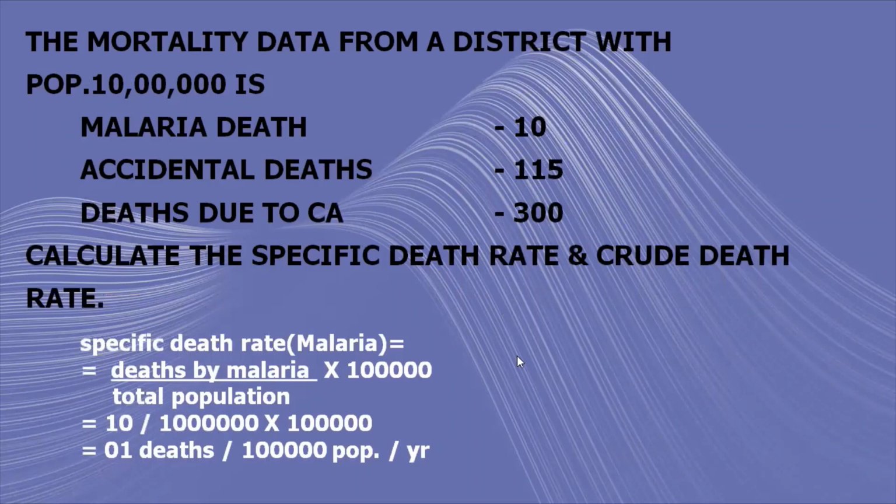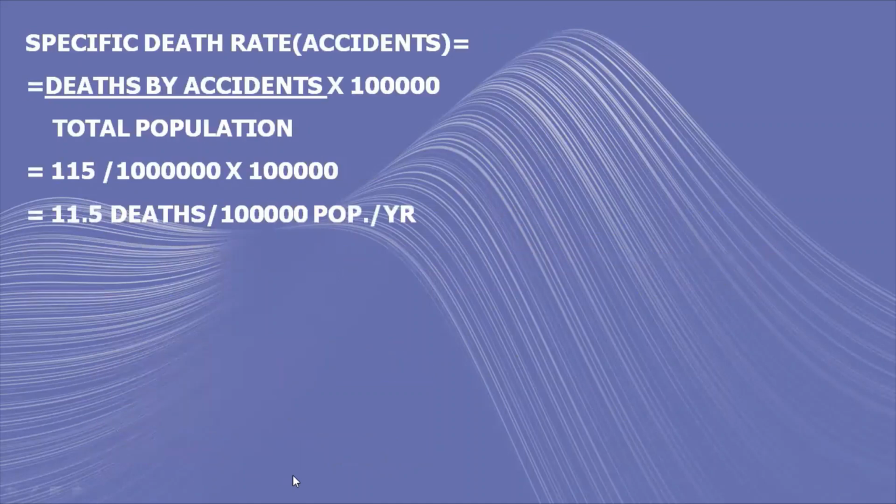So given data. So in a specific death rate for malaria, we have to take deaths by malaria divided by total population into, as the population of the district is 10 lakhs, you can multiply it either 1 lakh or 1,000. So specific death rate for malaria is 10 per lakh, 1 death per lakh population per year. Likewise, for death rate for accidents, number of deaths by accidents by total population into 1 lakh, so it is 115 by 10 lakhs into 1 lakh, that is 11.5 deaths per lakh population per year.